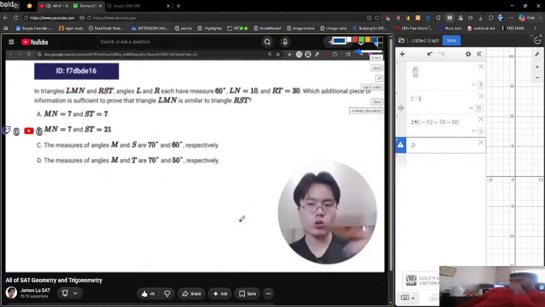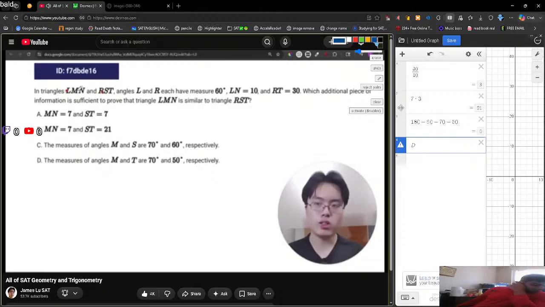I've never seen otherwise, where it was like, oh, actually M is corresponding with T. I've never seen this. The middle angle is going to be corresponding, the leftmost angle is going to be corresponding, and the last angle. So you just draw it out like that.